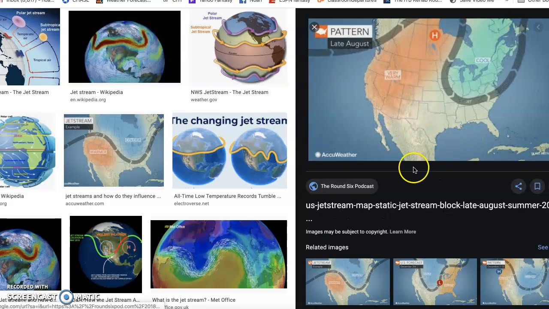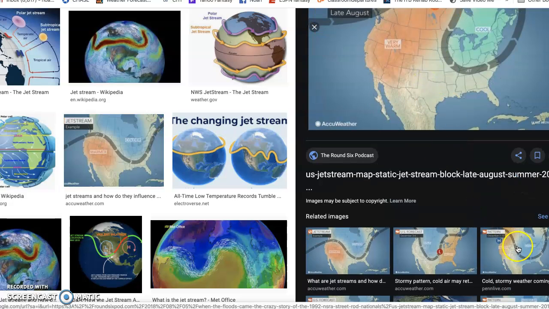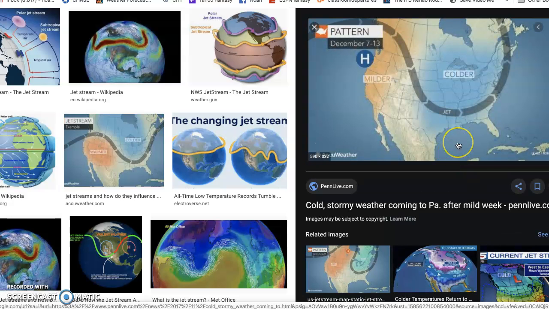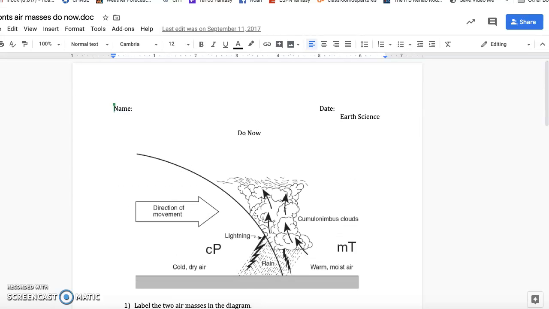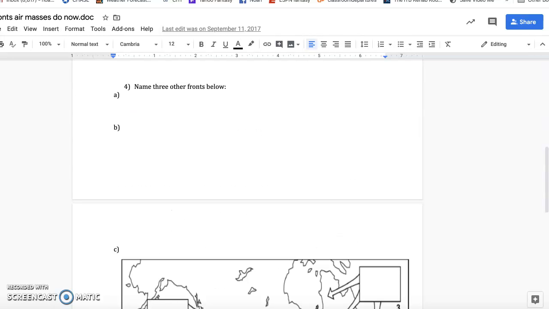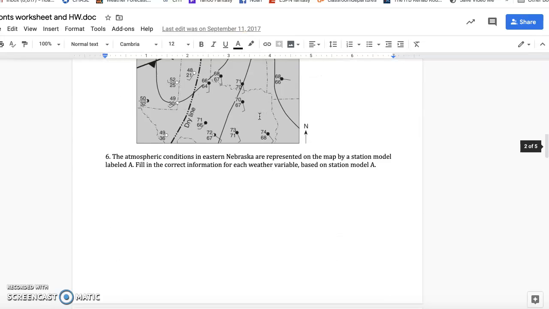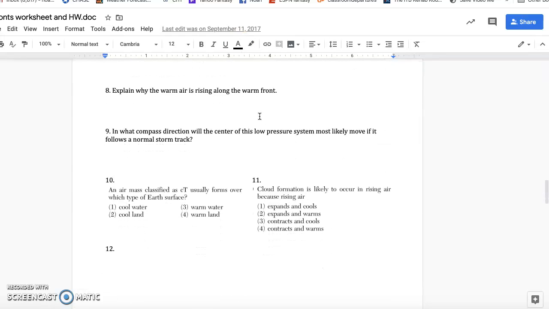Again, you'll see these things can change over time. This is a late August version, right? And then here, of course, is a December version. So it does move, but generally west to east. And notice when we're in New York, it's kind of a northeast. Let's go back to the question that we just had at hand. The storm system's going to generally move to pretty much a northeast. So I like northeast for number 9.